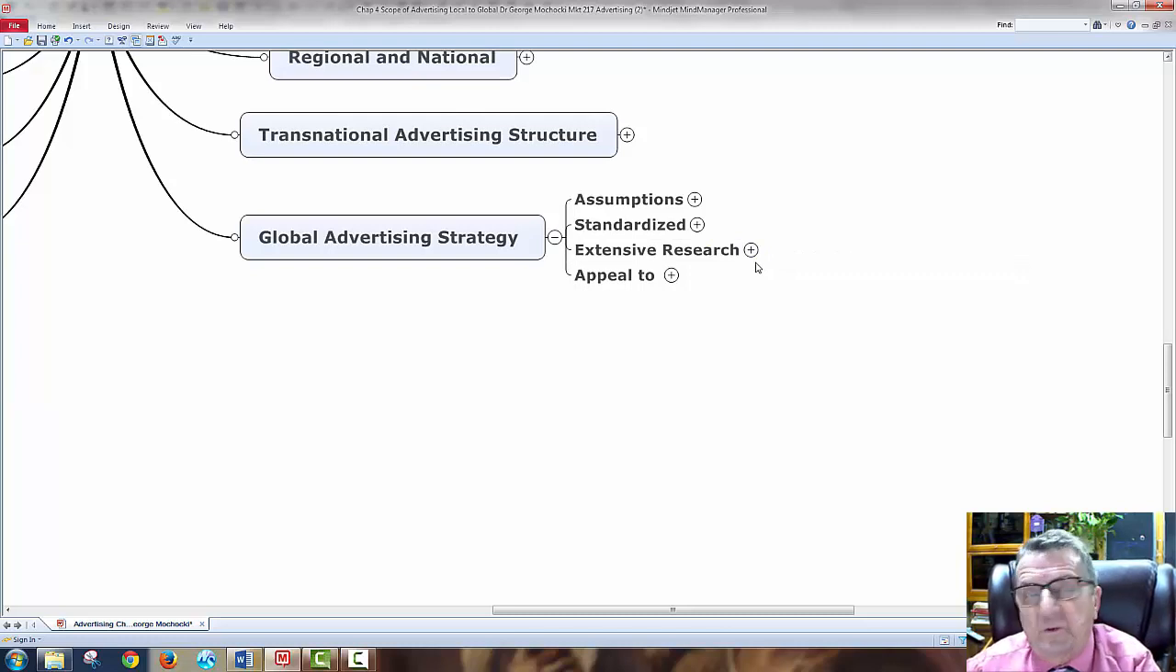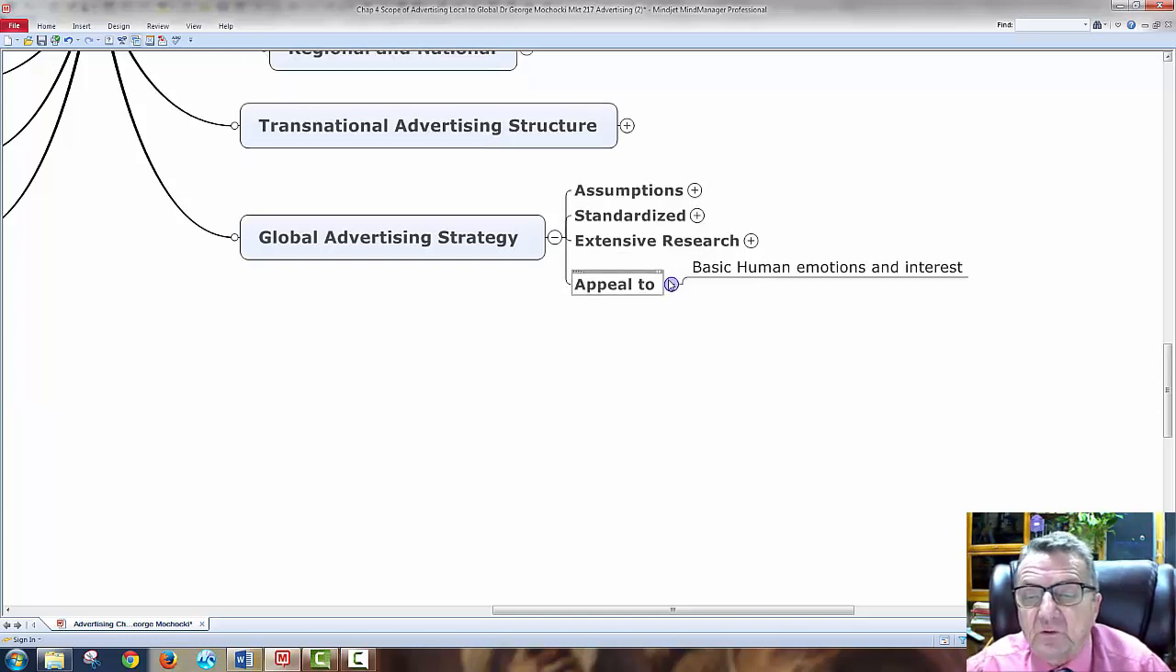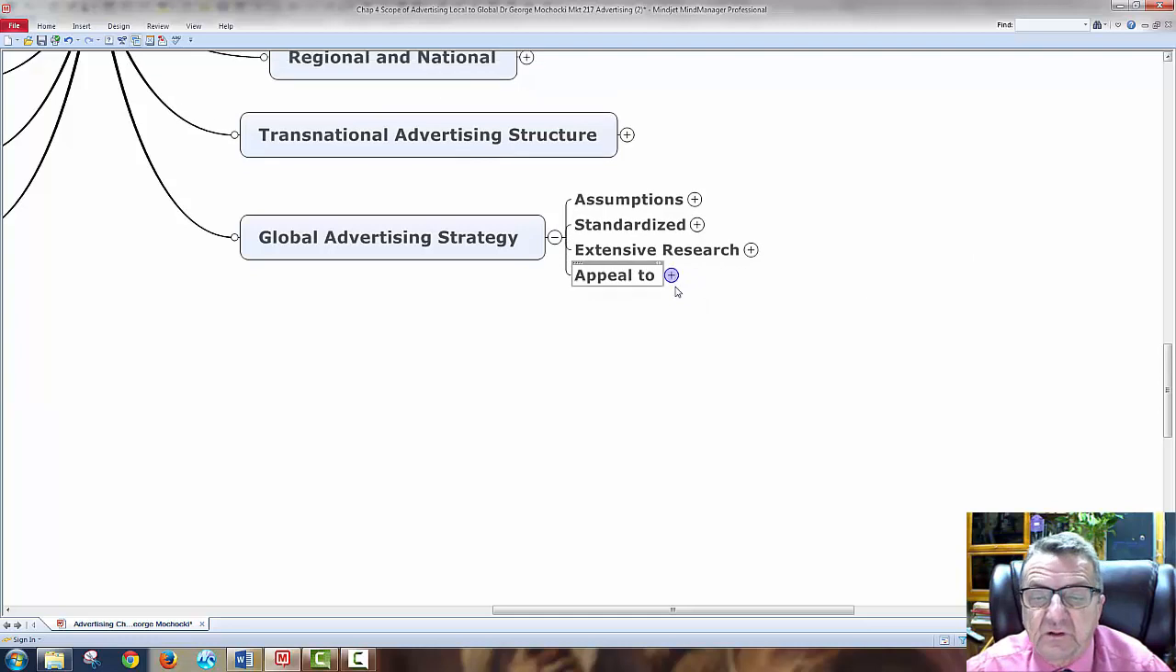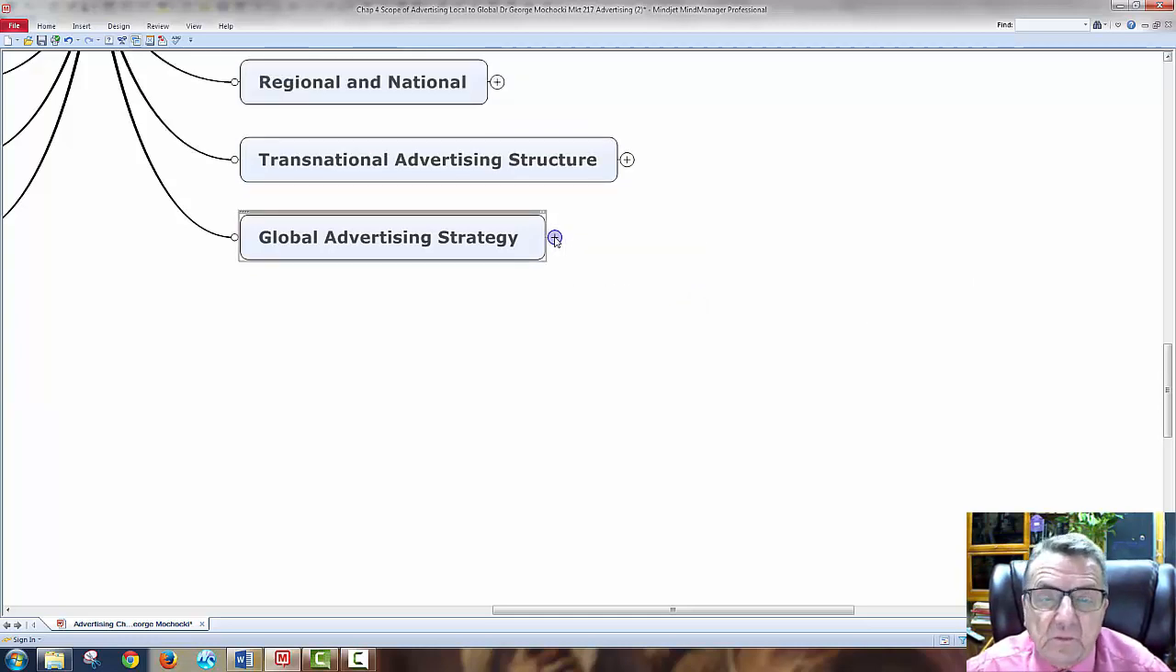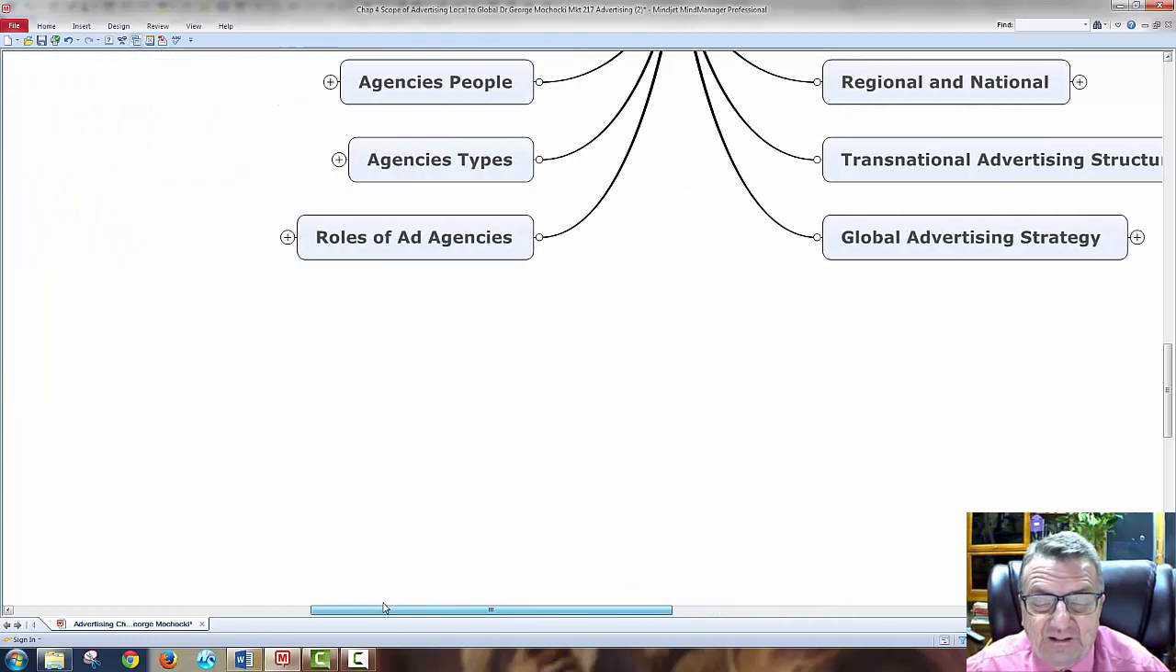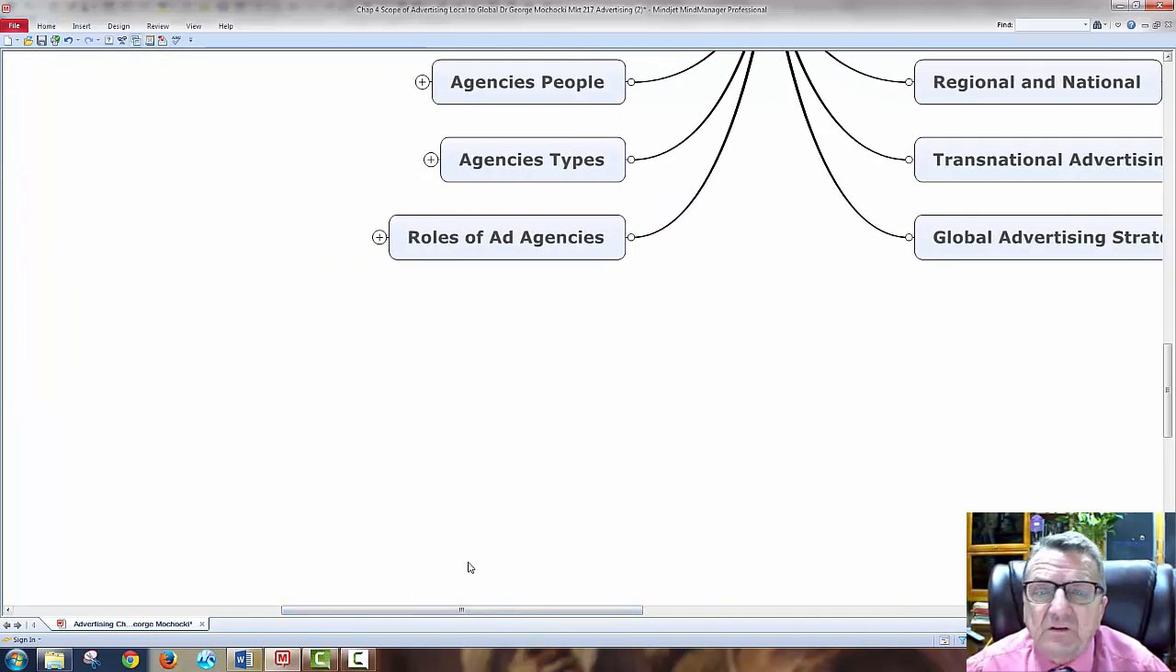And Coca-Cola is one that does that too. If you look at Coke, they're always singing, always Coke makes things better, a happy world, no matter where you're at. So they're doing the global approach that you've been reading about, and it appeals to basic human emotions and interests. Like it or not, we're all people. We're all trying to have a good time. We all like to laugh. We all like to have more time to do different things. So this works out well.